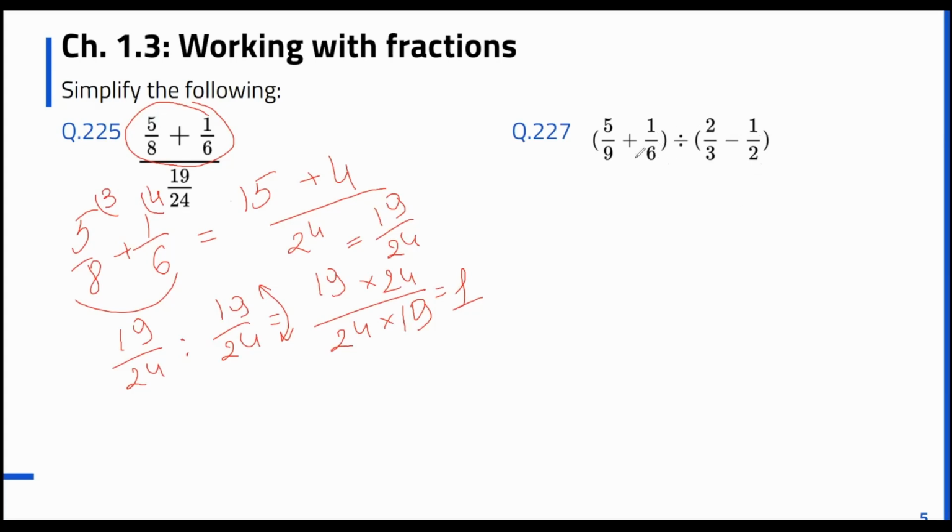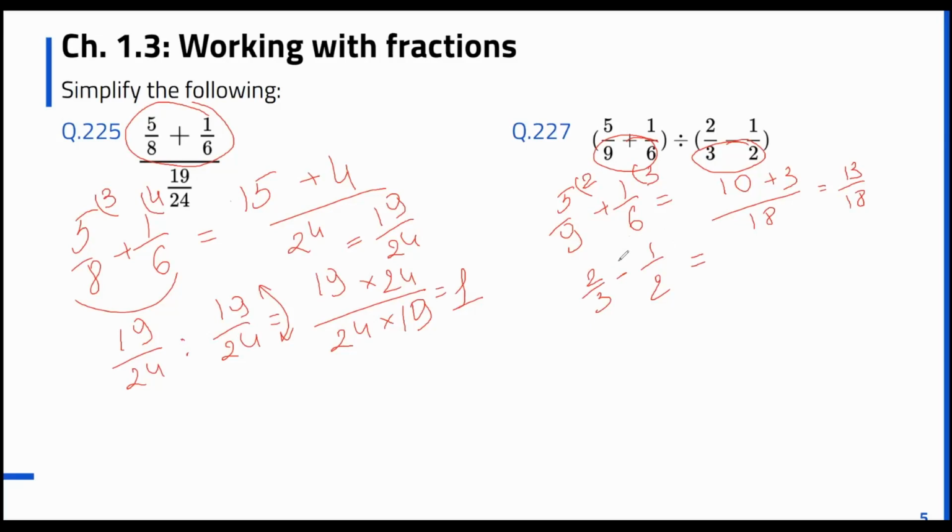For the second task, it would be easy also to have the common denominator in both fractions. Then we will do the same procedure, like turn the second fraction upside down. For the first one, 5 over 9 plus 1 over 6. 9 and 6 have the common denominator 18. So here we have 2, here we have 3. 10 plus 3 over 18, 13 over 18. For the second part, 2 over 3 minus 1 over 2. Here is 2 and 3, so 4 minus 3 divided by 6. We have 1 over 6. It is the first, second step.